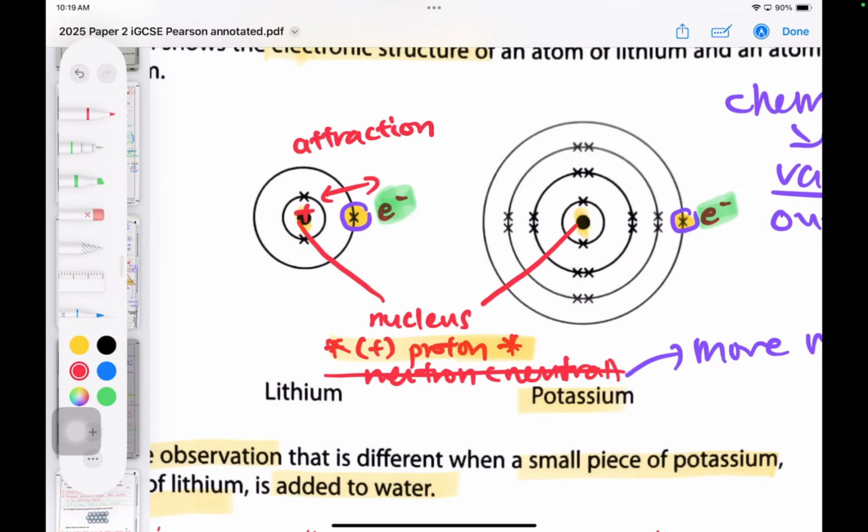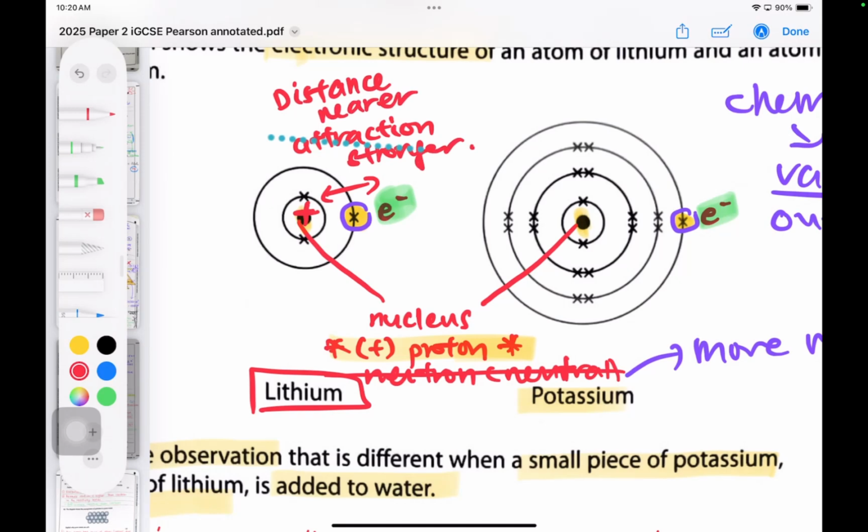So for lithium, the distance between the positive proton and the valence electron is nearer, right? So the attraction is stronger.